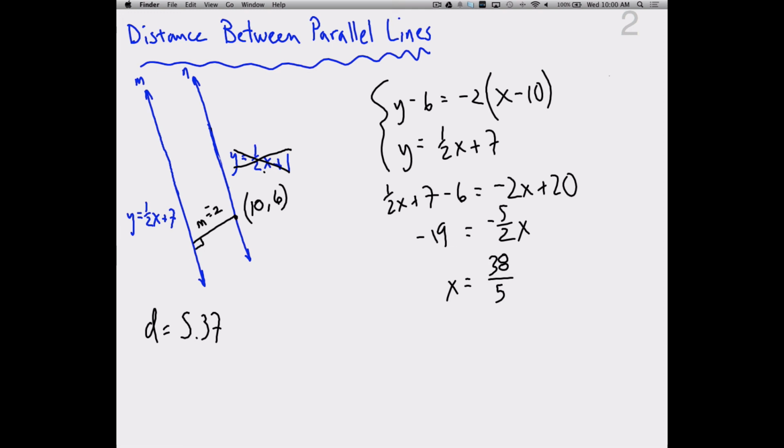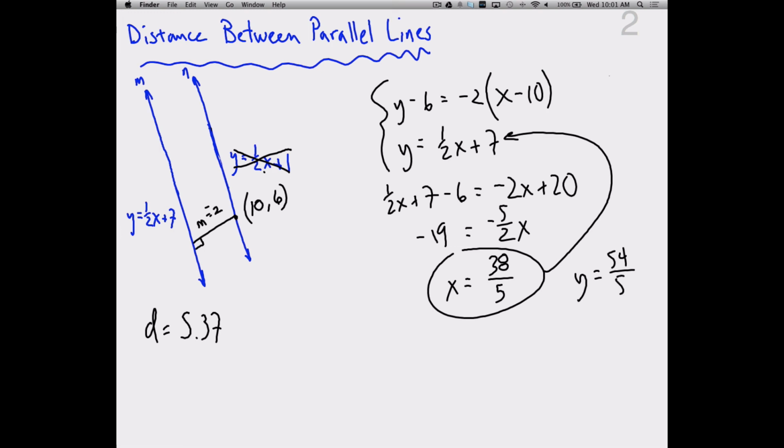Still not bad. Take this. Here I'm going to need some help because I'm too lazy to do it. Somebody tell me what y is then. 38/10 plus 70/10 is 108/10, which is 54/5. Sure. Yep. Thanks for the help.